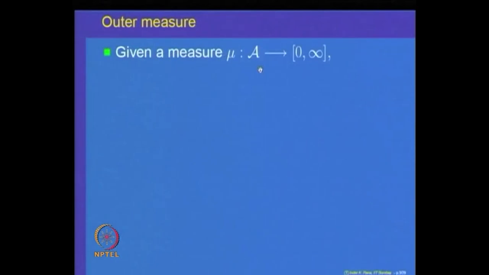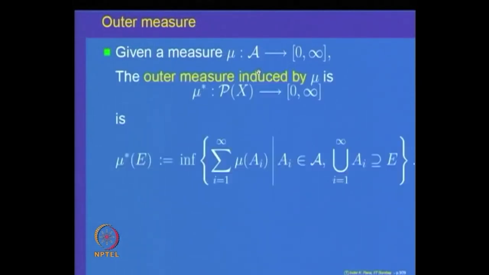Given a measure mu on an algebra A of subsets of a set X, the outer measure induced by this measure is a set function defined on the class of all subsets of the set X. So, it is a function defined on the power set of X, of course, taking non-negative values, and it is defined as follows: for a subset E of X, look at a countable covering of the set E by elements of the algebra A. Now look at the measure of the set A_i, that is mu of A_i, and add up the measures of all the sets A_i, so that this union covers E. That gives you a number which we can think of as an approximate measure of the set E.